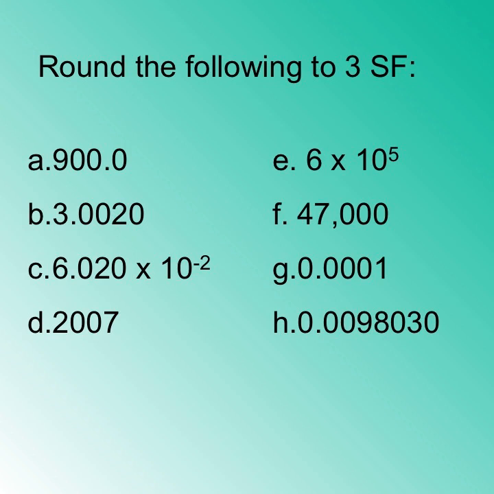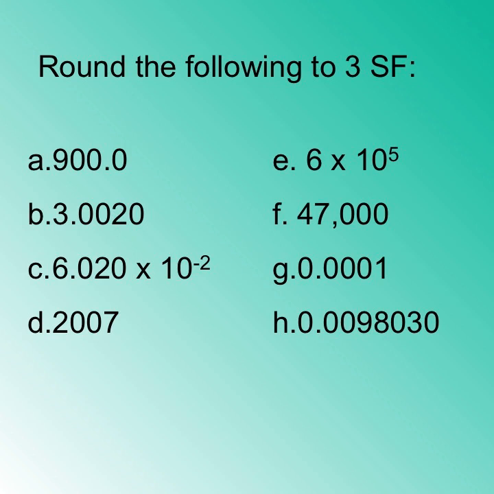On E, 6 times 10 to the 5th has one significant figure. To make it have 3 significant figures, I can add zeros. It's not a really appropriate thing to do in measurements, by the way. You cannot just add zeros and make an assumption that they were measured. But in this example, we would do so by making it 6.00 times 10 to the 5th. On F, 47,000 has 2 significant figures. To make it have 3 significant figures, I would convert this into scientific notation. So I would have 4.70 times 10 to the 4th.